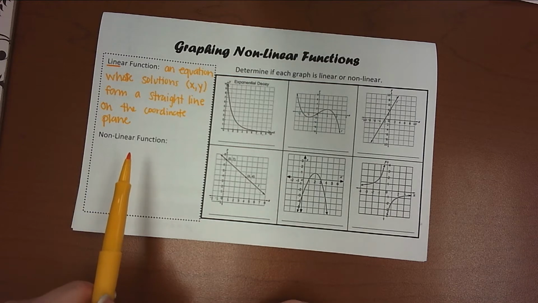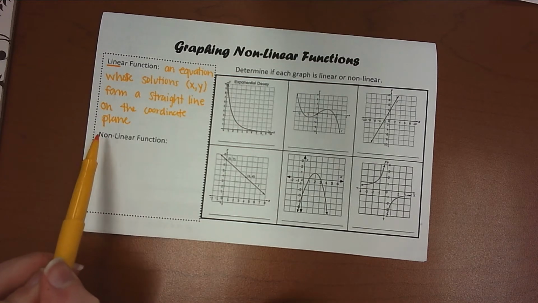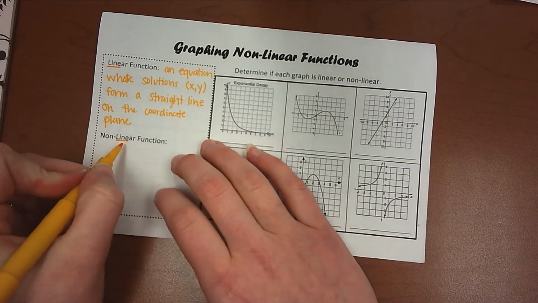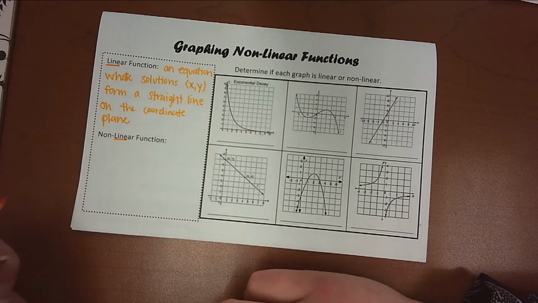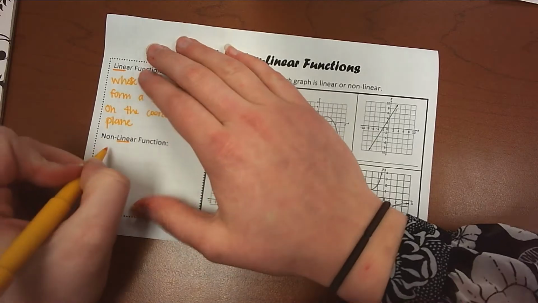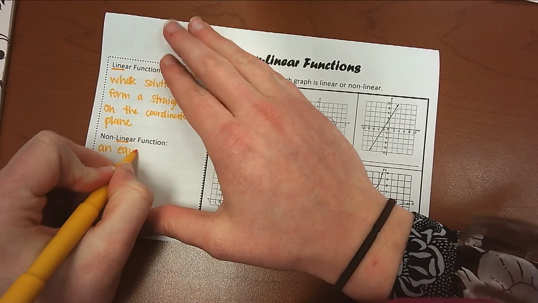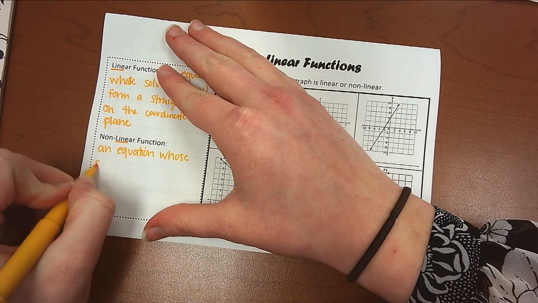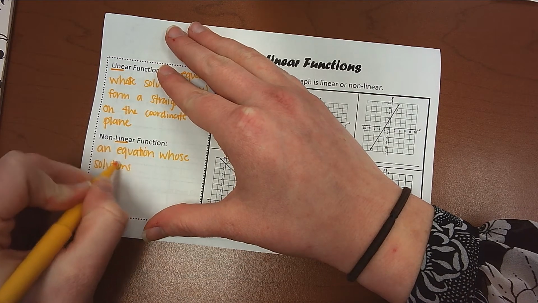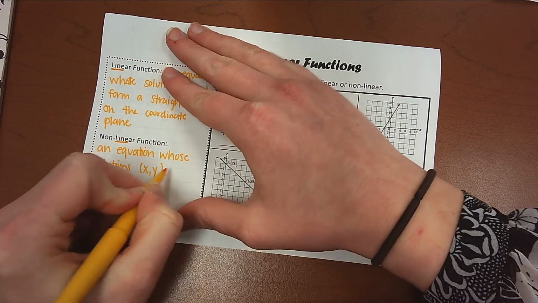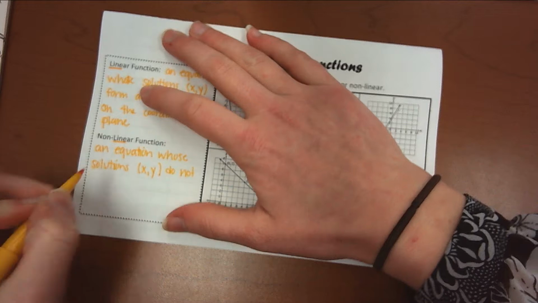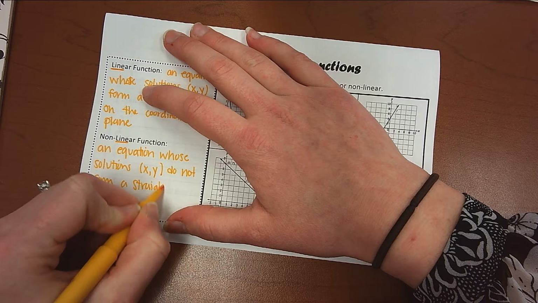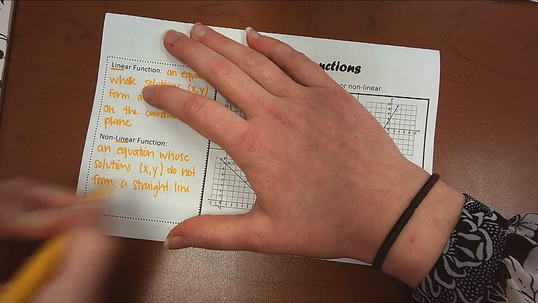A nonlinear function, the prefix or the stem non means not, and then line. So not a line is a nonlinear function. So the formal definition of a nonlinear function is an equation whose solutions, x, y, do not form a straight line on the coordinate plane.